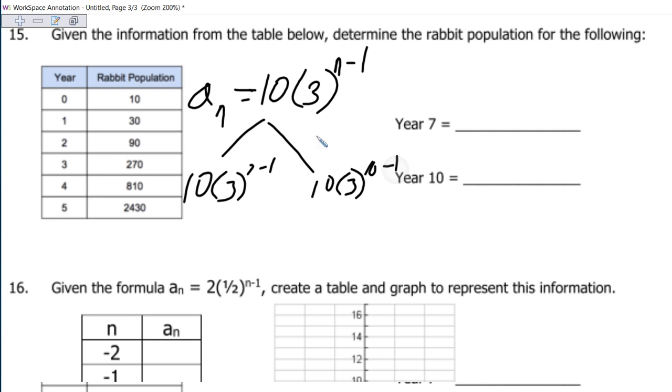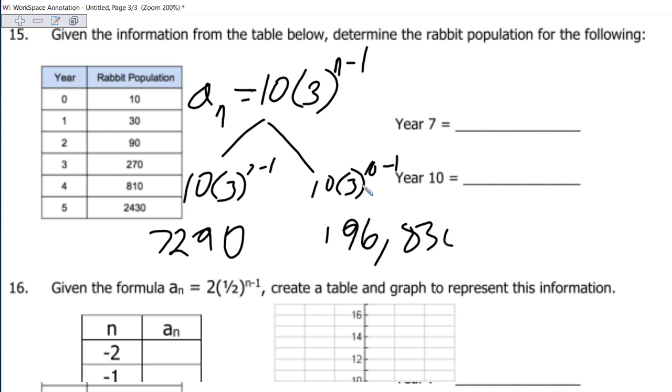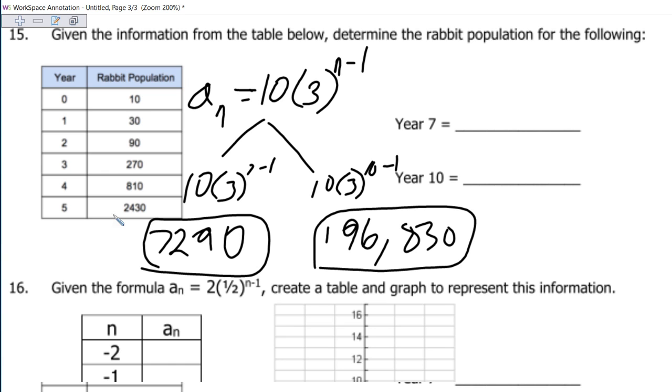Now, the 10 times 3 to the 7 minus 1, that winds up being 7,290. And then whenever we do it to the 10 minus 1 power, we wind up with 196,830 rabbits. And there we have it. And that's all. It's pretty simple stuff.